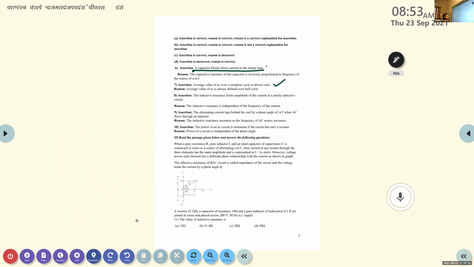And the next reason is this: average value of AC is always defined over a half cycle. It is also true. We cannot explain the value of current by taking a complete cycle, because if you take a complete cycle, the average value of AC becomes equal to 0. So it is only possible to consider the average value of AC defined over a half cycle. So here the reason is also true.